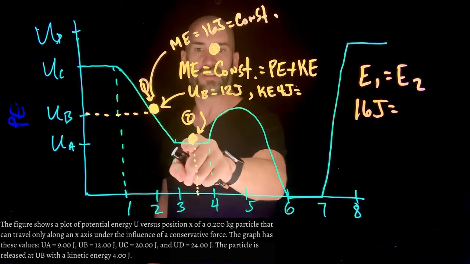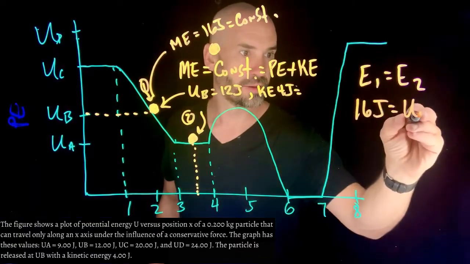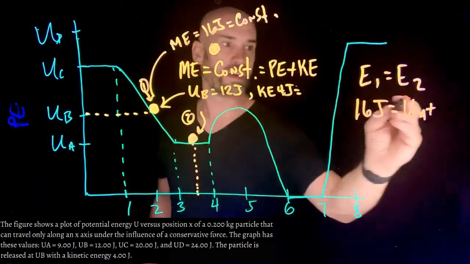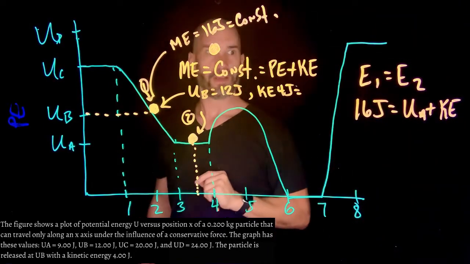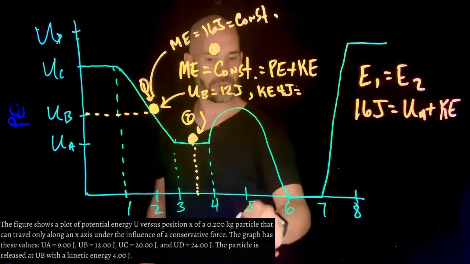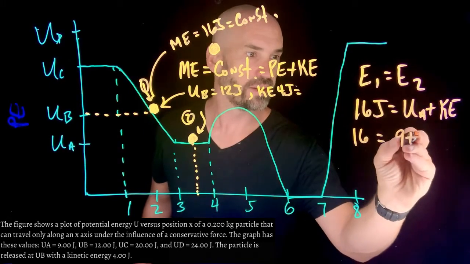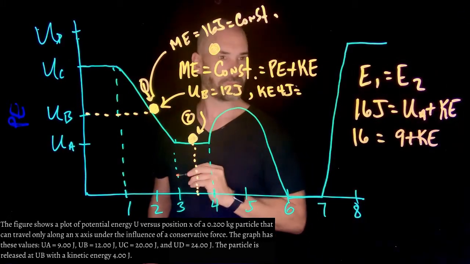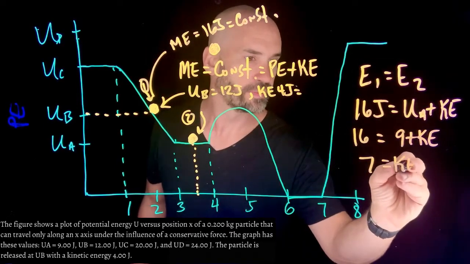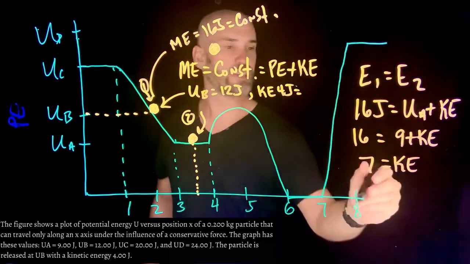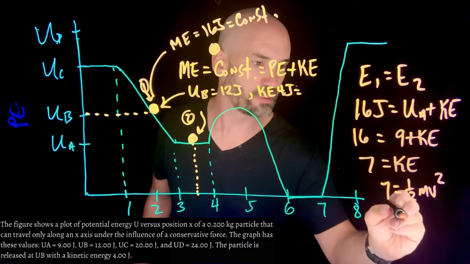And then what kind of energy does the object have right here? Well, again, it has potential energy of UA plus whatever kinetic energy it acquired by rolling down this energy hill, okay? So we know from the problem that UA is 9, right? So I can say 16 equals 9 plus KE, right? And if I subtract the 9 to the other side, I get 7, right? So if my kinetic energy is 7 joules, and I know that that's 1/2 mv squared, I just want to solve for V.